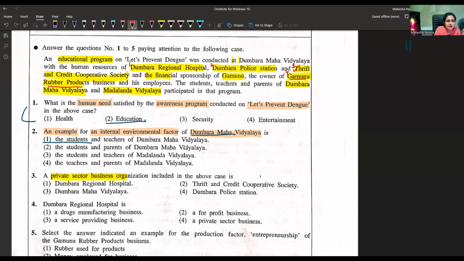This is now you know that it is a sole proprietorship because it says Gamunu, the owner of Gamunu rubber products. So sole proprietorships are definitely private sector.